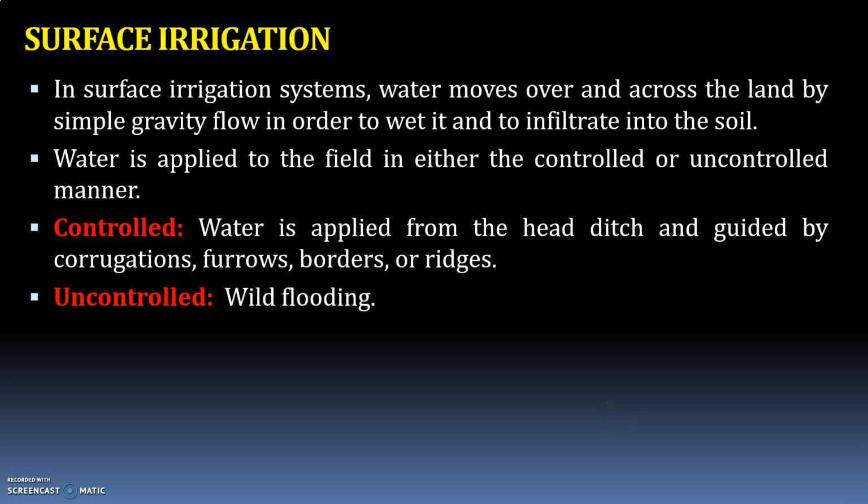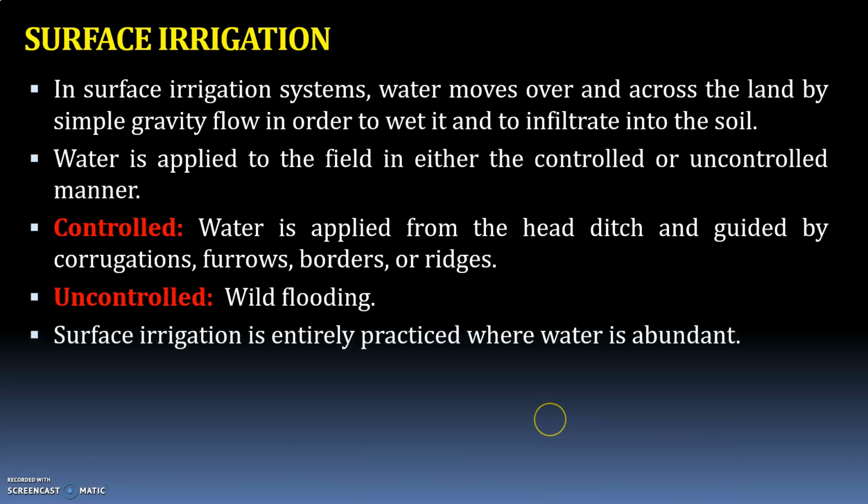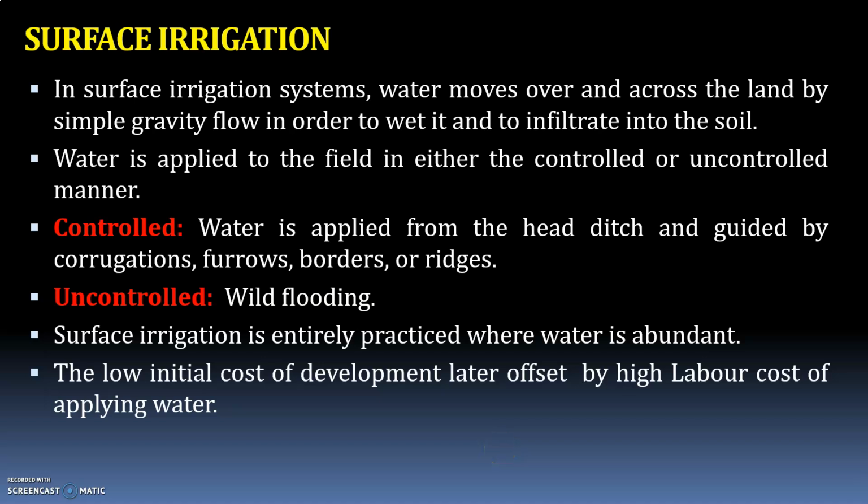In the uncontrolled system, that is wild flooding, there is no control system. There are no furrows, borders, ridges, nothing. The water is just allowed to flood. Surface irrigation is practiced entirely where water is abundant, where the availability of water is full, meaning water must be available very easily and abundantly. Then only this method can be used.